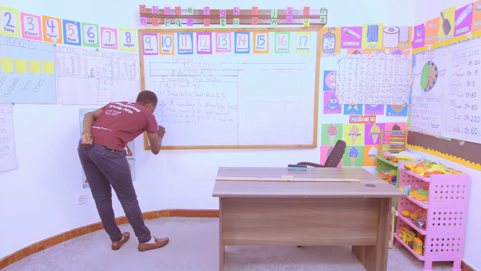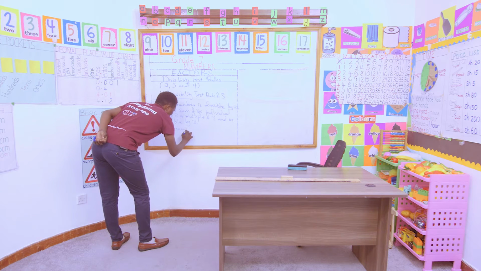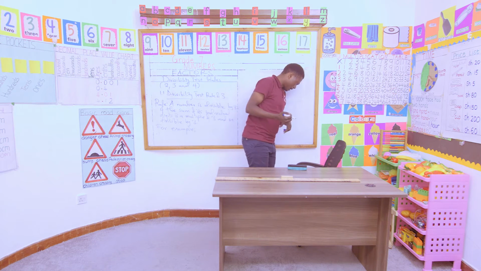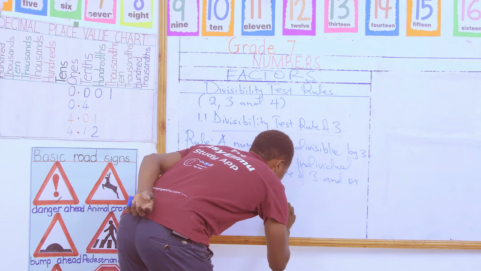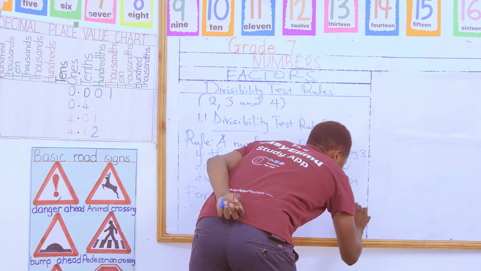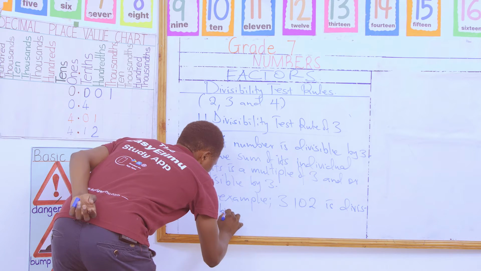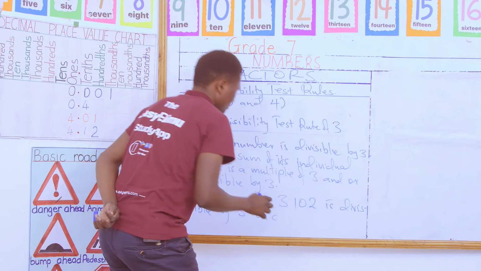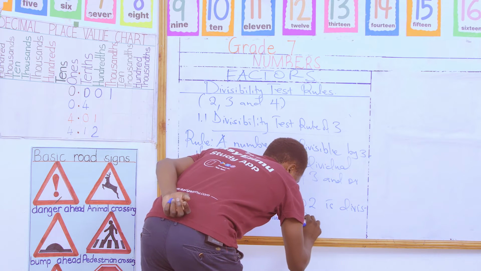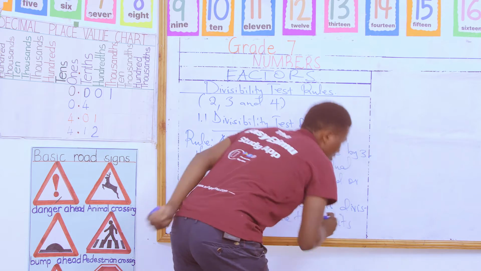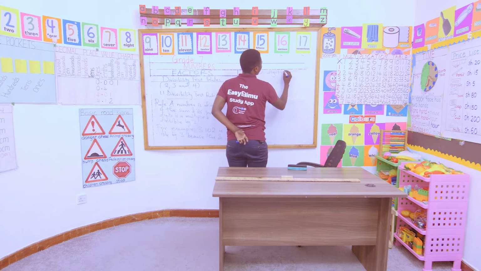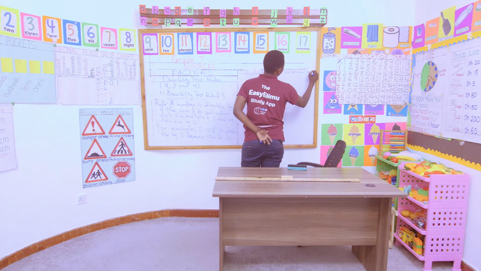For example, you can say a number like 3,102 is divisible by 3 because the sum of its individual digits is a multiple of 3, or rather divisible by 3.